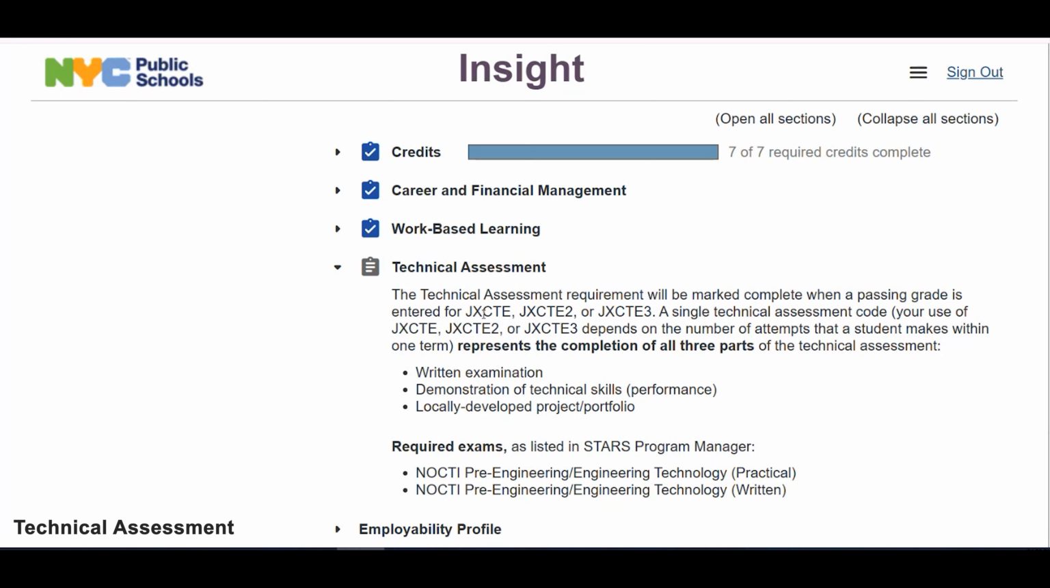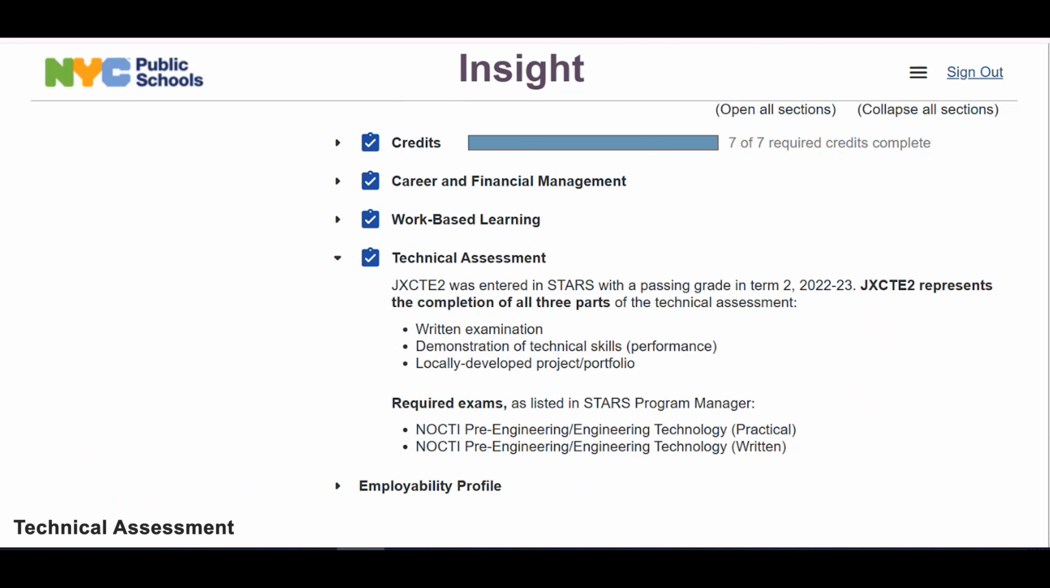Course codes are JXCTE, JXCTE2, or JXCTE3. A single technical assessment code, either JXCTE or JXCTE2 or JXCTE3, depends on the number of attempts that the student makes within one term. When the requirement is completed, Insight will display the entered JXCT code, which will include the term, the school year, and the list of required exams for the program as recorded in the STARS program manager.